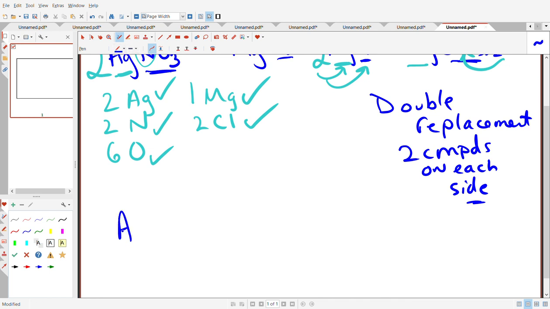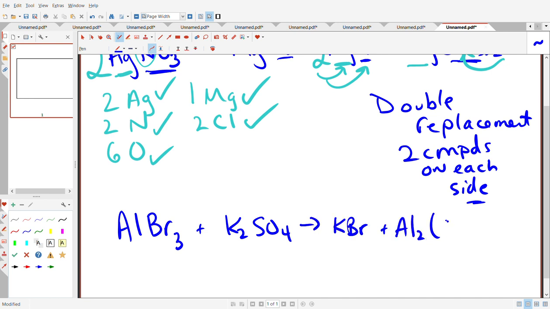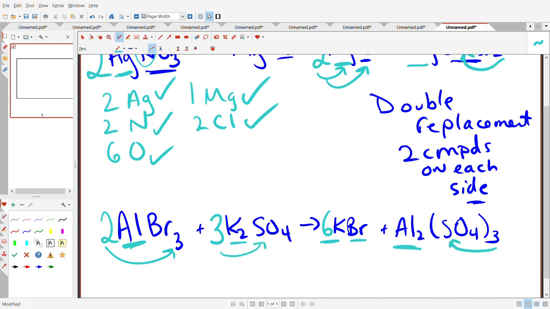Next one. Okay, for the next one, I have 1 Al and we have 2 Al, so I'm going to put a 2 in front. Now I have 6 Brs, and I only have 1 Br, so I have to put a 6 in front. 2 Ks, I have 6 Ks, so I have to put a 3 in front to make 3 times 2 is 6. 3 S's, 3 S's, 12 O's, 12 O's. Looks like I'm balanced.